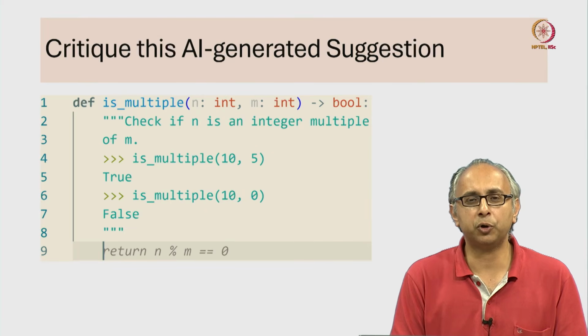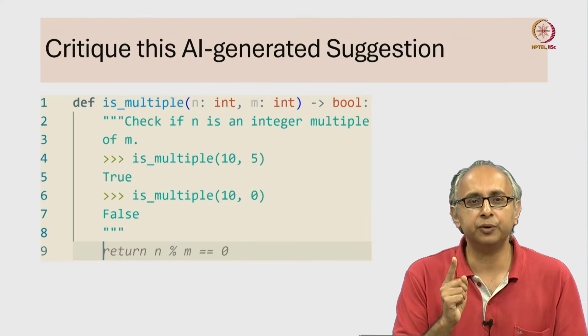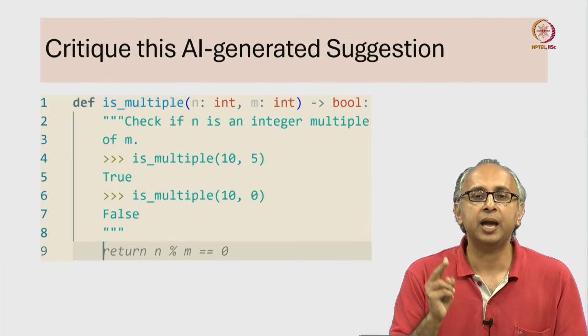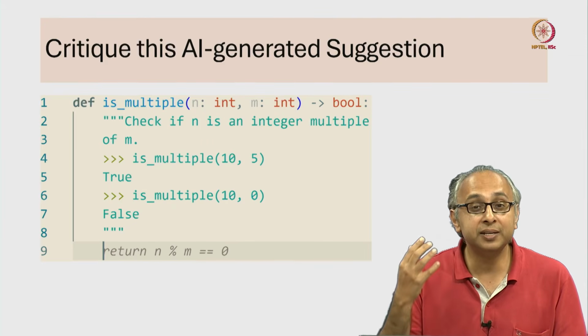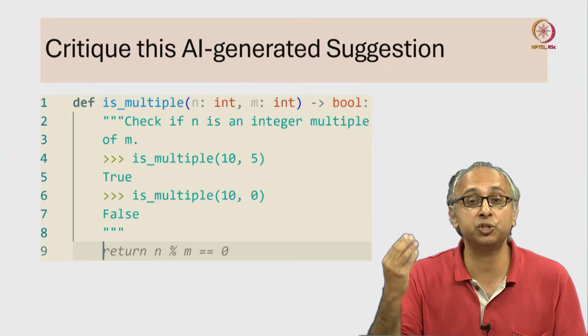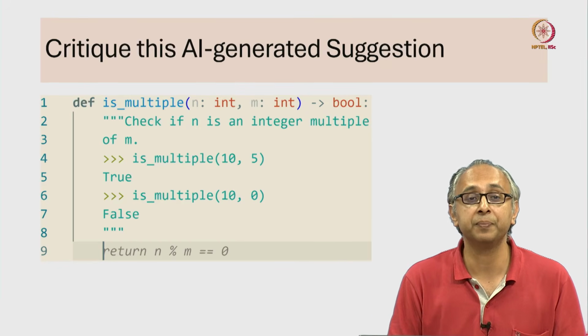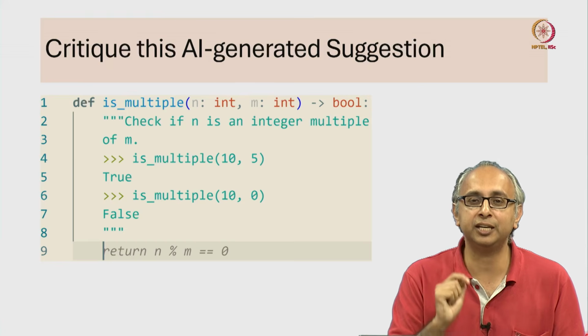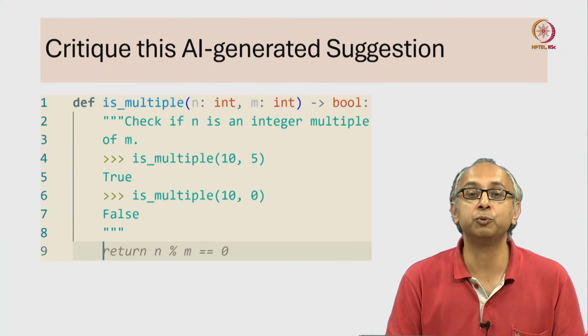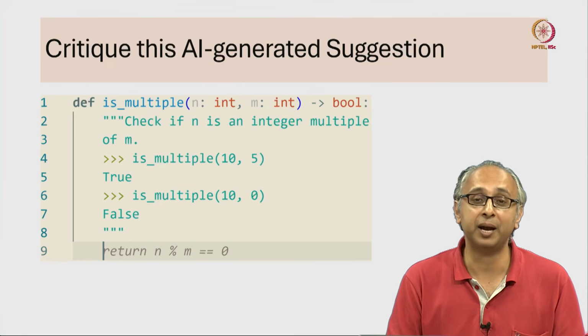I want you to pause, read the signature, read the docstring, and read the two doc tests to understand what the intention of this function was. And then with that understanding, go ahead and critique line 9, which is suggested by my generative AI.